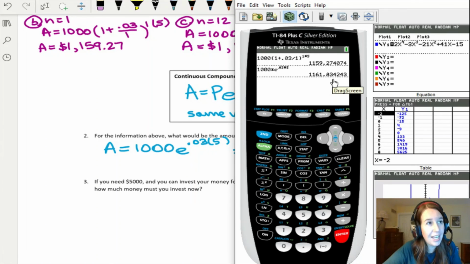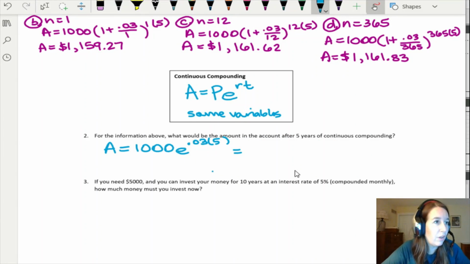So I got $1,161.83 again, but my number after the cents is a little bit more than the last one, but really it's very negligible. So we got $1,161.83 again.